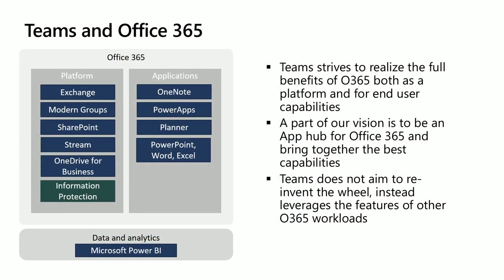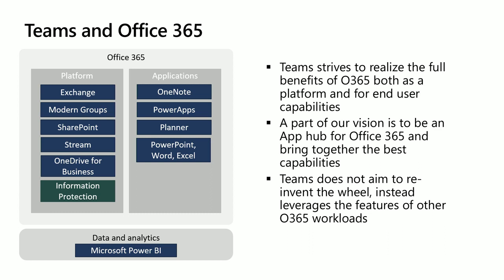So let's look at Office 365 and where we fit into that. On the right-hand side are the usual suspects when you think of Office, things like OneNote, Power Apps, Planner, and of course PowerPoint, Word, and Excel. But on the left-hand side, of course, is the platform side of things, the Exchange, or the services that Teams is based on. Exchange, of course, for email, and the calendar. The calendar in Teams is the same calendar as Outlook, and we use Graph to retrieve that.